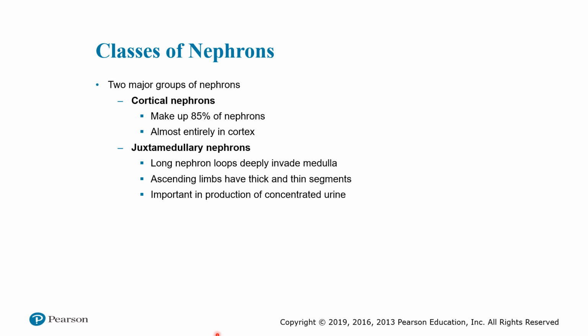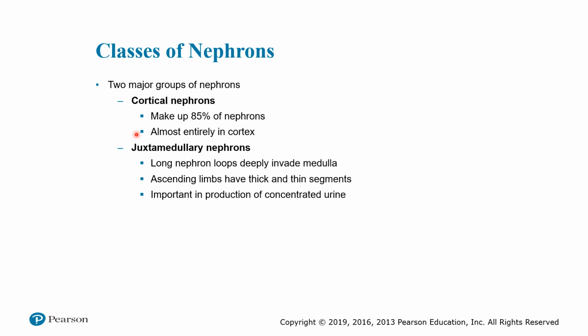We discussed the basic structure of the nephron. Now let's see how many types of nephrons we have. We have two types of nephrons. The cortical nephrons, the name is telling you that they stay in the cortex. They make about 85% of the nephrons, and they are almost entirely in the cortex. Maybe a little part of the loop of Henle will be dipping in the medulla, but mostly they are in the cortex.